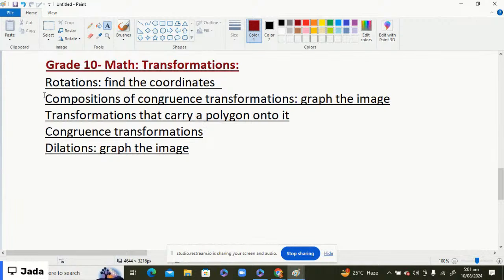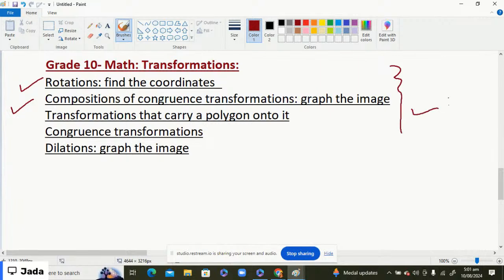These are the list of the lessons. The first lesson today is rotations, find the coordinates, composition of congruence transformation, graph the image, transformation that carry a polygon onto itself, congruence transformation, dilation, graph the image. These are the list of the lessons.